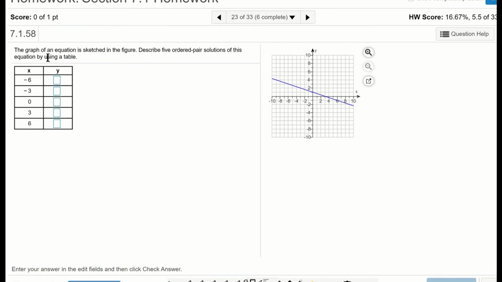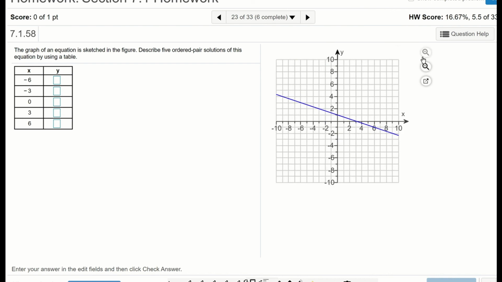All right, in this problem, we're given the graph of an equation, and we're asked to complete these ordered pairs. So notice they give you the x coordinates, and they're asking for the y coordinates. So I recommend you make these graphs nice and large so you can easily see.